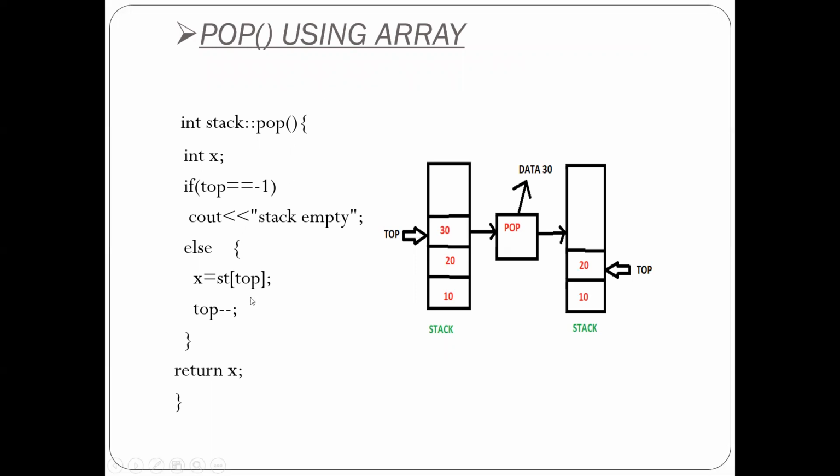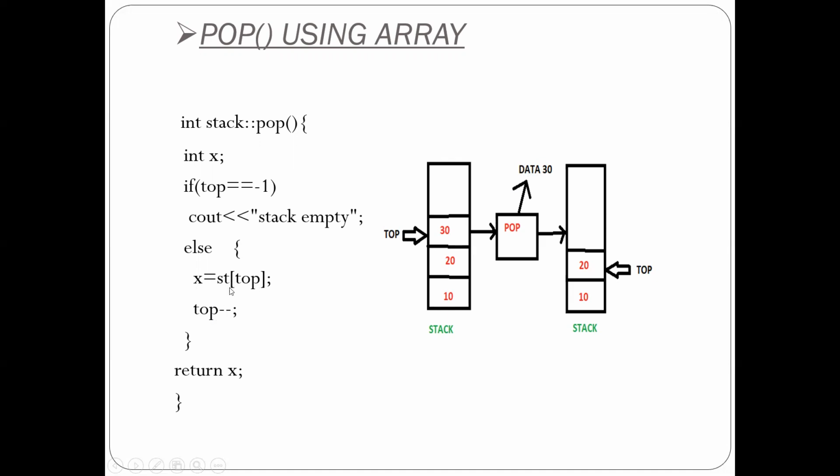If the stack is not empty, then see here what we are doing. X is equal to st of top. That means whatever value is present at this top, take out that value in some variable, like here I have taken the x variable, and then decrement this top, so that next time it should point to the next topmost element here. So like in our example, this 30 is the current top element which I want to delete. So I'm taking that value here, and then after that I'm decrementing this top index, which is now pointing to the 20 here. So same thing we are doing here: x is equal to st of top and top minus minus.